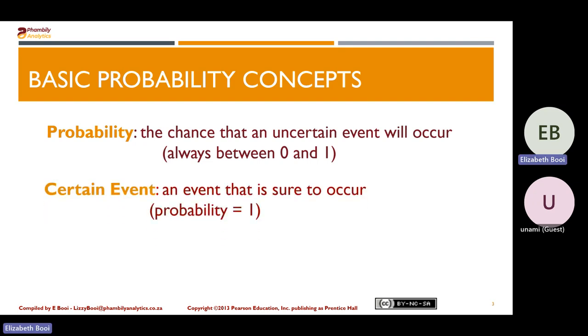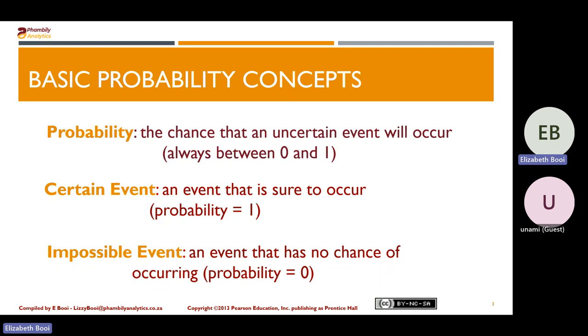When an event is certain to happen, for example, the sun coming up, we call it a certain event, and it's always going to have a probability of 1. An impossible event is an event that has no chance of happening, and that always has a probability of 0.